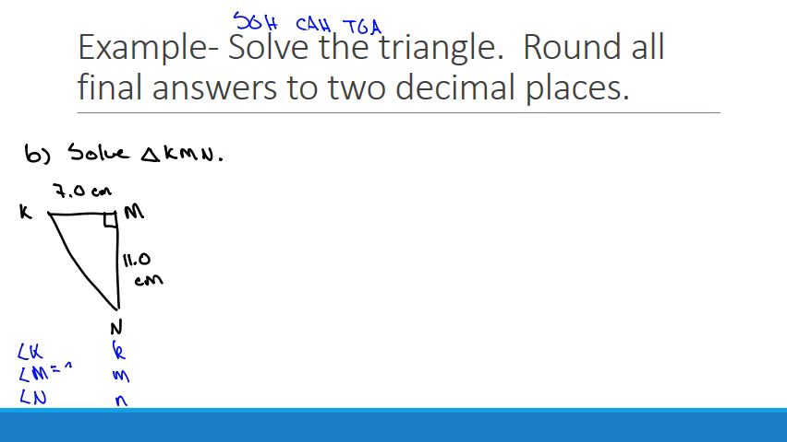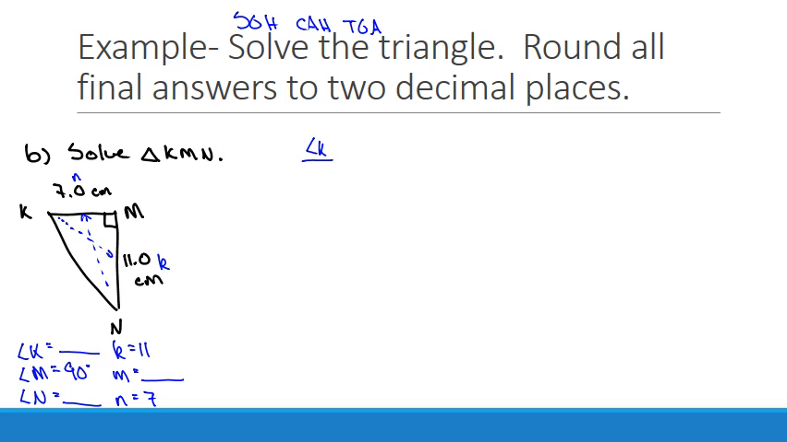They've given me angle M, which is 90, side n, which is 7. Remember, the side across from the angle gets the lowercase version of it, so that would be n. And then this is big K over here, so this side has to be little k, which is 11. That means I have to find angle K, angle N, and side m. And again, you can work through it in whatever order you want. For me, K came first, so I just looked at K.